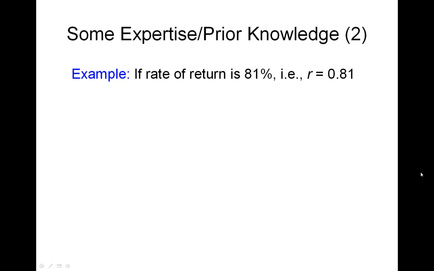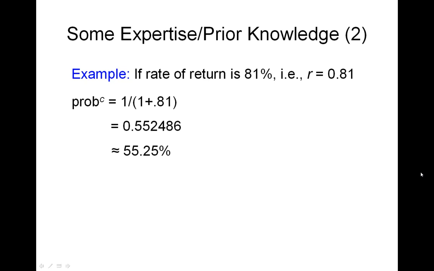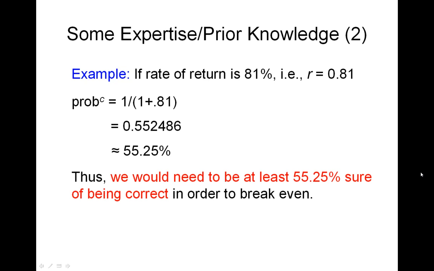Let's say the rate of return is 81%. That is to say that R is 0.81. That means that in order to break even, we need to be correct 55.25% of the time. Very clearly, we need to be sure that we would be right more often than we would be wrong. 55.25% to be specific. In order to break even, mind you.